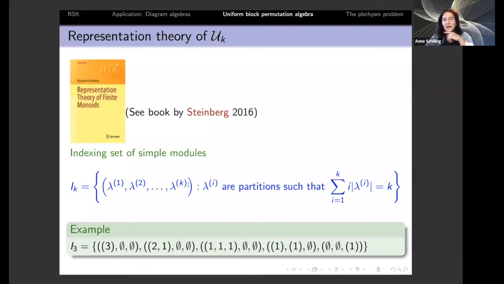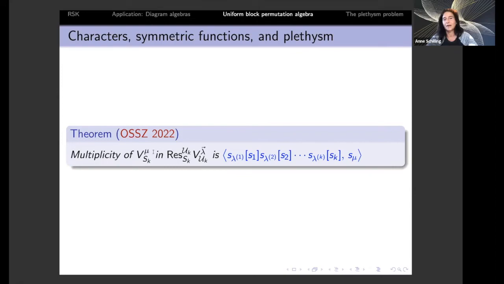One thing that we proved was, going back to the question of the restriction, right? If you have a particular module, how do you restrict it to a subalgebra? So if you study this representation theory, we showed that the multiplicity of an SK module in the restriction of the uniform block permutation algebra restricted to SK is given by this Hall inner product of these Schur functions. So S lambda is just a Schur function. And when I write S lambda of something, this is what's known as the plethysm. So in a moment, I will tell you precisely what that means.